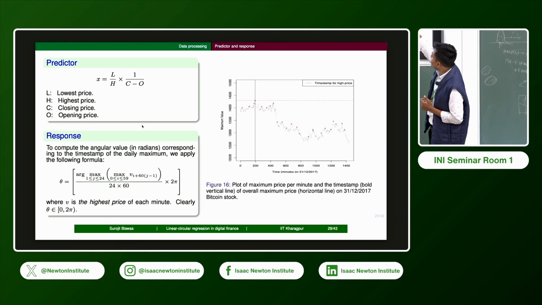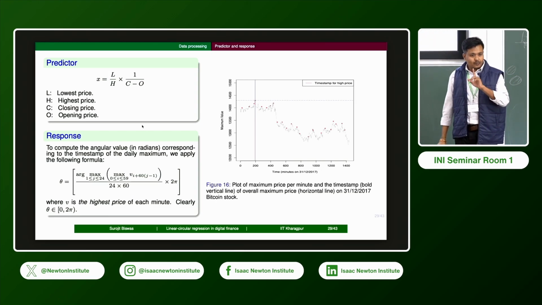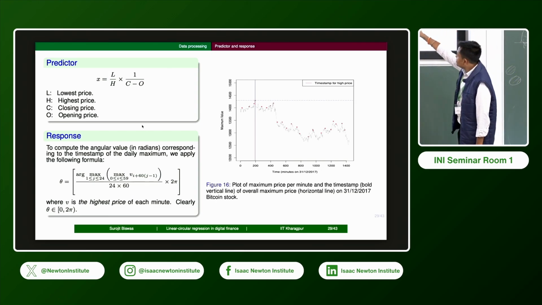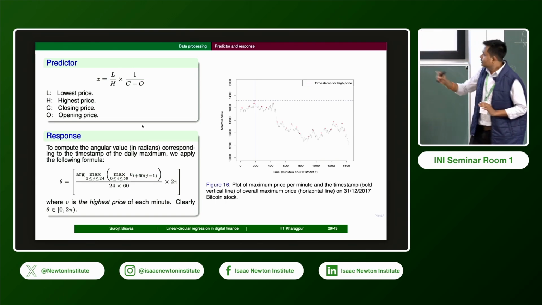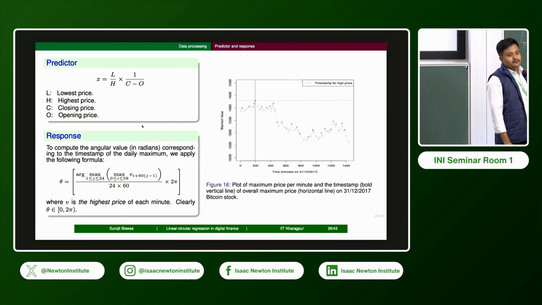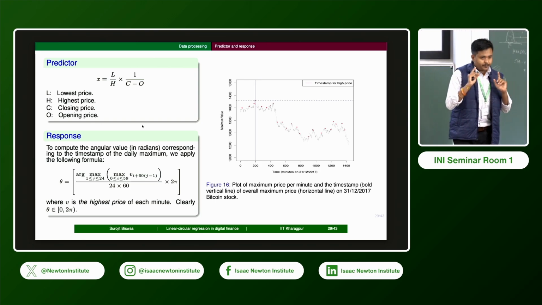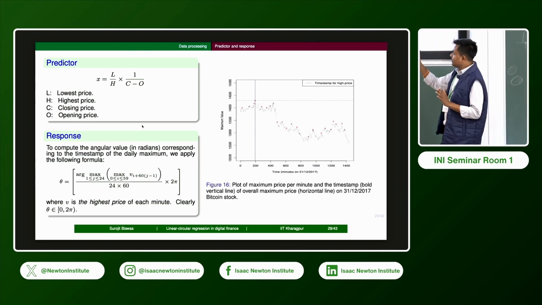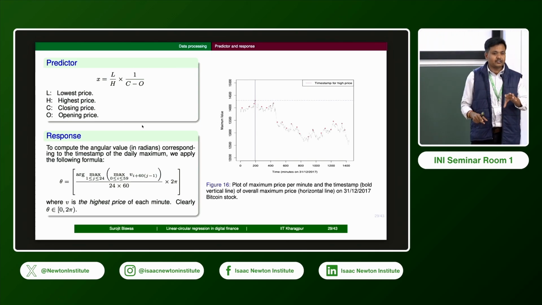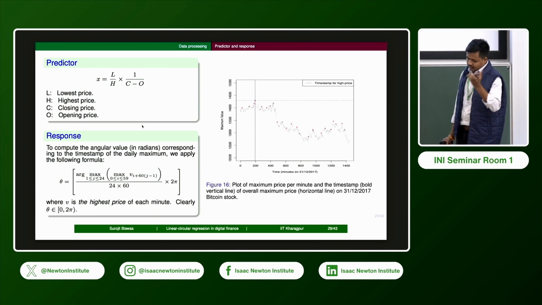For the entire day, the intersection point of this dotted horizontal line and this solid vertical line is the highest value, and the corresponding timestamp is near 200. We have taken that timestamp and converted it into an angle using this formula. This formula gives you, for a particular day, when the maximum happens, and then we have converted it into 0 to 2 pi. That is now our circular data. So the time of maximum can again be modeled as circular data.